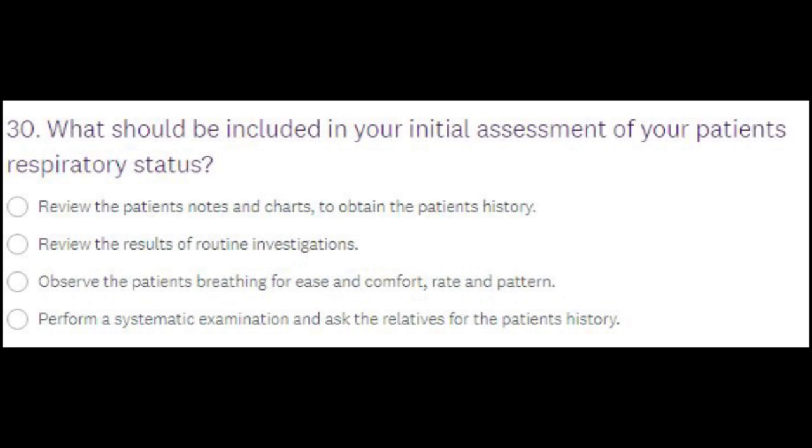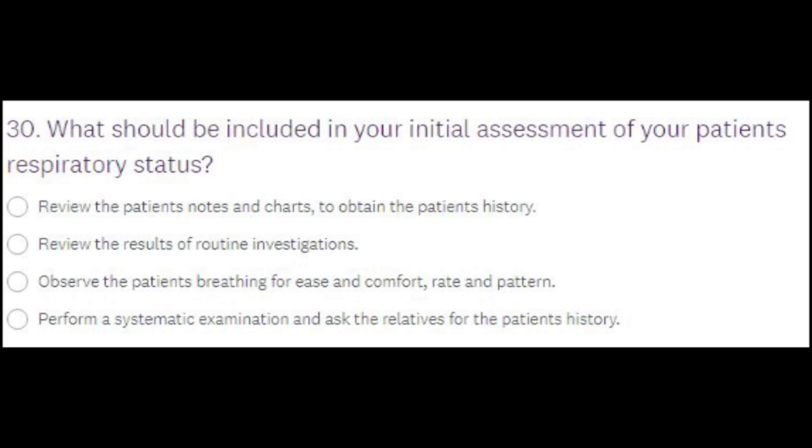Option C is the right answer, that is, observe the patient's breathing for ease and comfort, rate and pattern, because you are asked what should be included in your initial assessment of a patient's respiratory status. So you have to observe the patient's breathing for ease and comfort, rate and pattern.